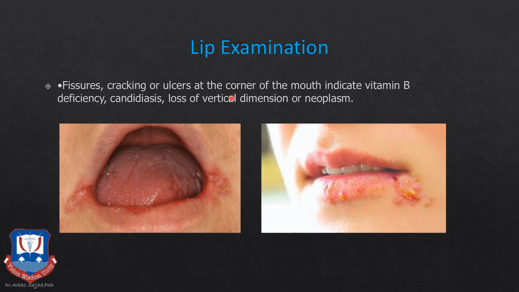Now, coming to the examination of the lip, this again comes in extraoral examination. We have to examine the lips, that is the commissures, for angular cheilitis or cold sores, that is herpes. So this is indicative of any nutritional deficiencies such as vitamin D deficiency, any secondary or opportunistic infections such as candidiasis in case of diabetic patients, and is also indicative of the loss of vertical dimension.